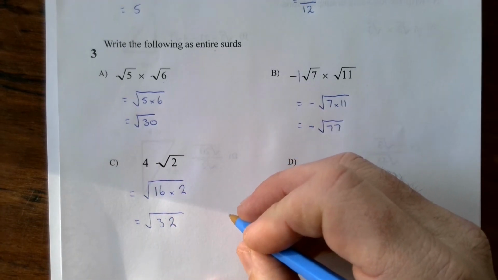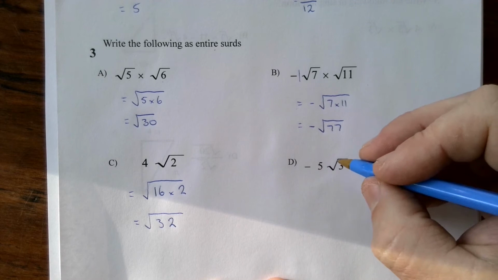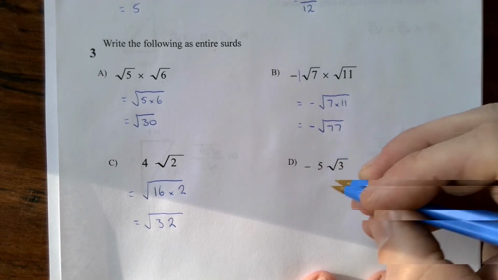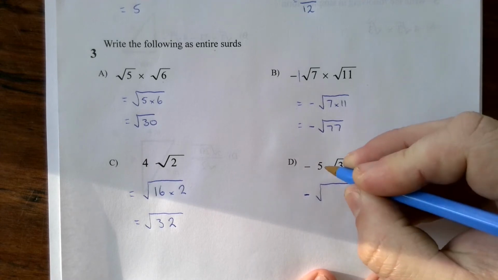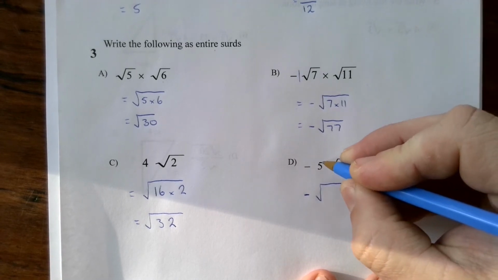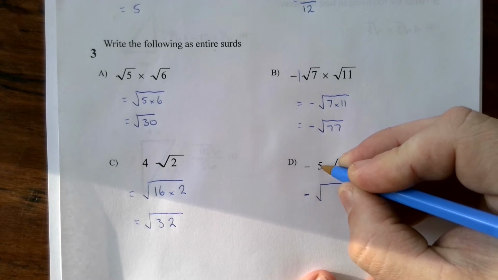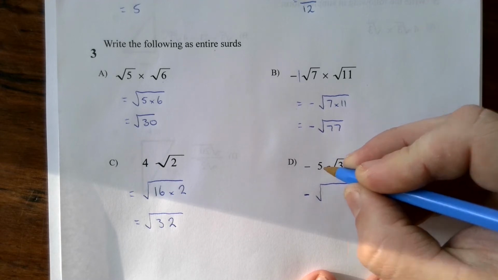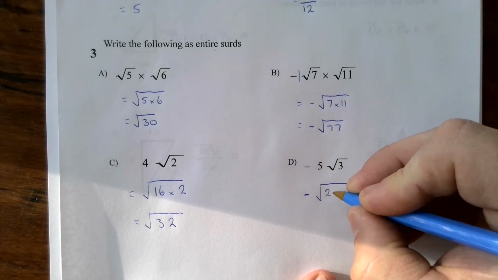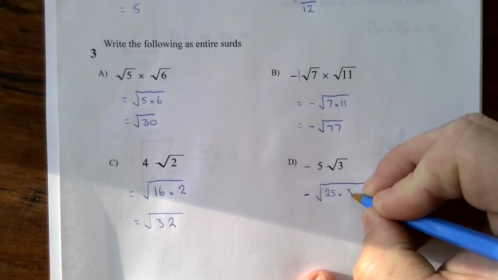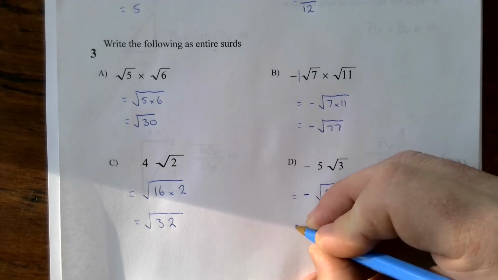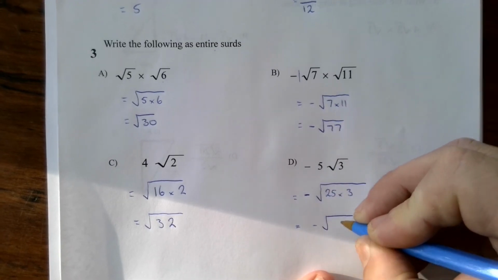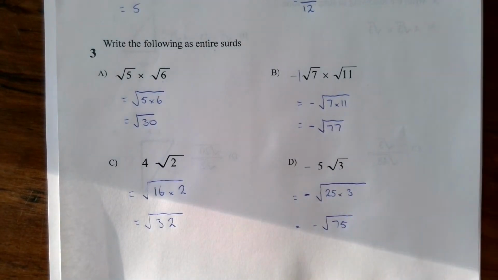And then when we move on, we've got negative 5 over here. We're going to leave the negative outside. A negative 1 here, so we can't forget this negative, but we're going to leave that out. That means that what we're going to have is the negative square root of 7 times 11, which is the negative square root of 77.